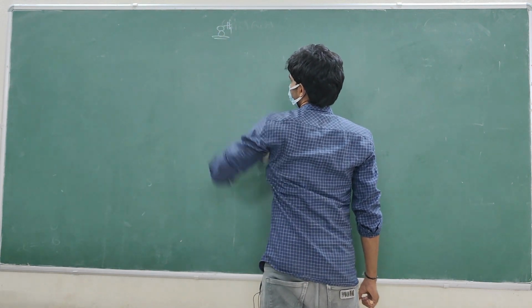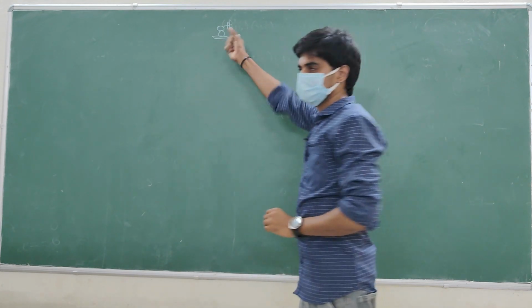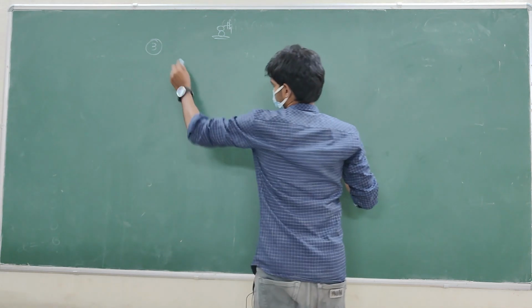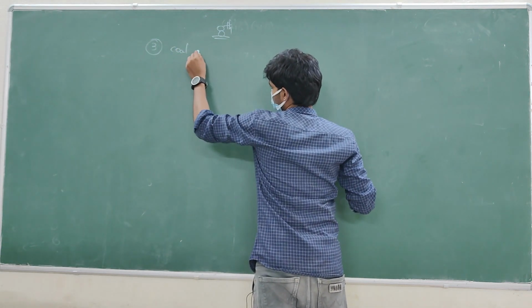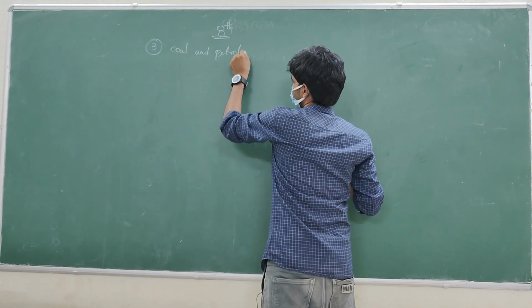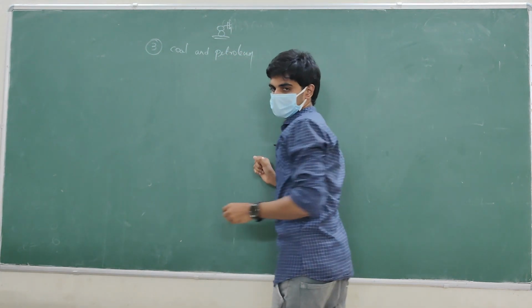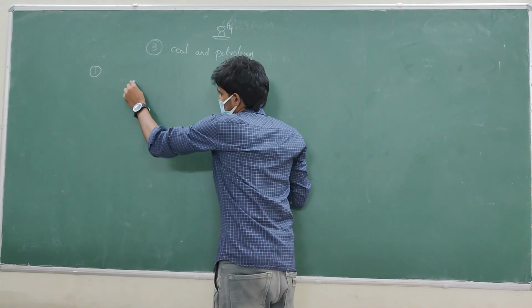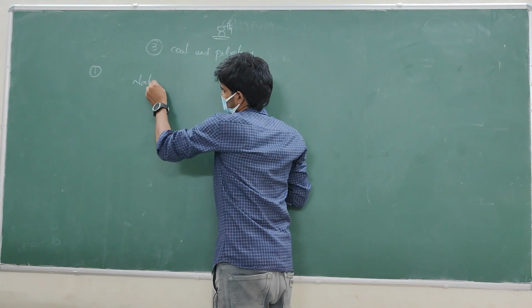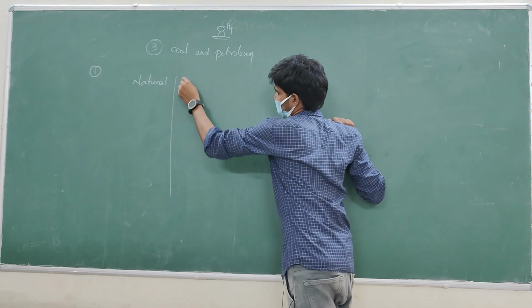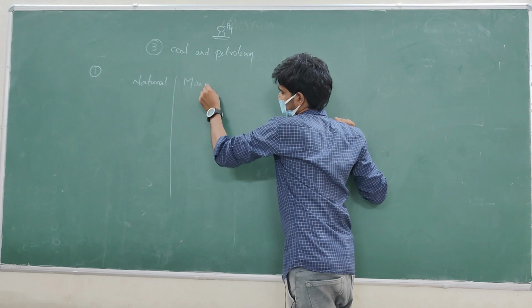Today onwards we'll start 8th class. So today we'll do the third chapter. Third chapter is coal and petroleum. Okay, so let's deal with this. Firstly, we'll discuss natural substances and man-made substances, right?